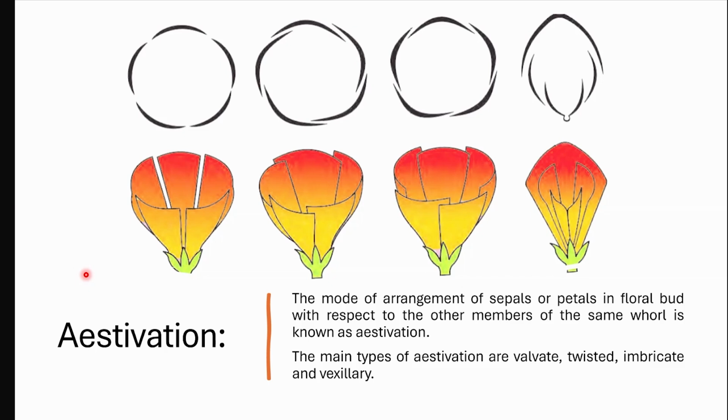So, what is aestivation? The mode of arrangement of sepals or petals in a floral bud with respect to other members of the same whorl is known as aestivation, right? I hope the definition is self-explanatory. So the main types of aestivation are these four types: the valvate one, the first one that we are seeing, twisted, imbricate, and vexillary. One by one, we will go through what each one of these is and how they are different from one another.